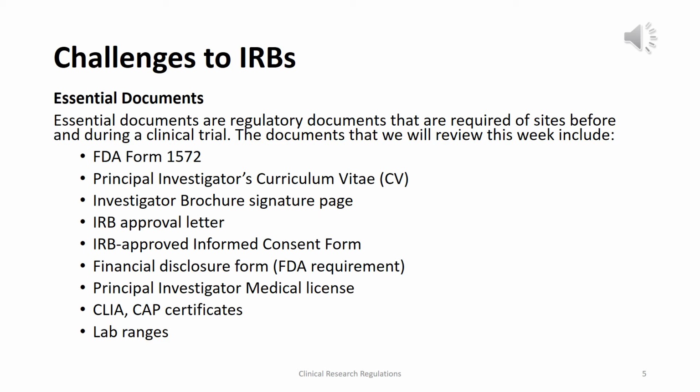FDA Form 1572, it's a 2-page form. This is the Statement of Investigator. It is a contract between the investigator and the FDA. It's not a contract between the investigator and the sponsor. It basically indicates that the investigator is going to conduct the trial based on the protocol and based on the GCP requirements, the good clinical practice requirements that we studied in week 3.